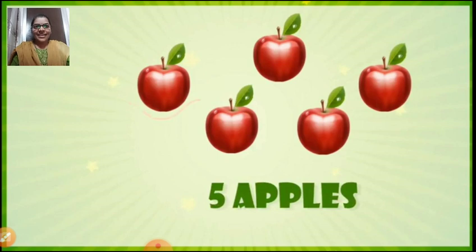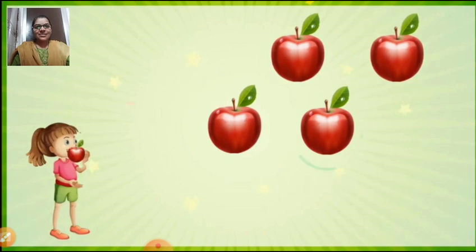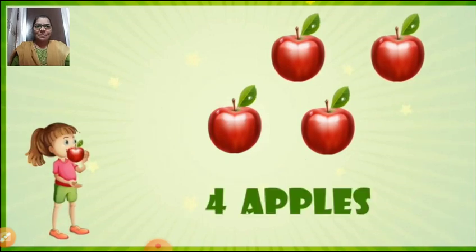Okay children, and now this girl came here and she took away one apple from those 5 apples. Okay, so what happened? Can you all tell me now what happened? What is the difference in the previous picture and the picture which you are watching now? Yes, in the previous picture we saw 5 apples, correct? And this girl came here and she took away one apple. So now here our remaining apples are 4 apples.